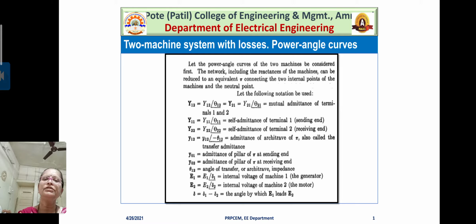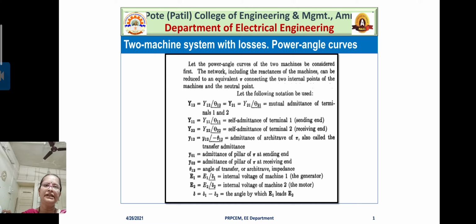This is also known, from the two-port network in network analysis where you found Y parameters, Z parameters and hybrid parameters, as the transfer admittance, Y12. Then Y01 is the admittance of the pillar of pi at the sending end. Y02 is the admittance of the pillar of pi at the receiving end. Theta 12 is the angle of the transfer or architrave impedance.